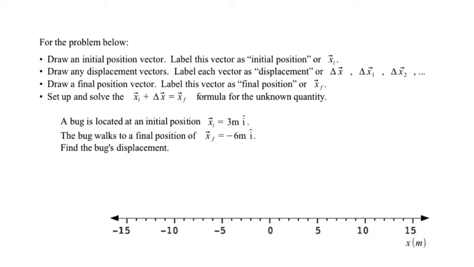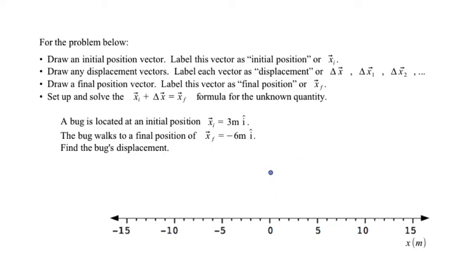Oftentimes, an initial plus change equals final problem will be given two quantities, and we'll have to solve for the third. So here what I'm going to do is solve it with a formula, and we want the vector diagram to agree with the formula. They gave us the initial position and the final position. So let's do the drawing first.